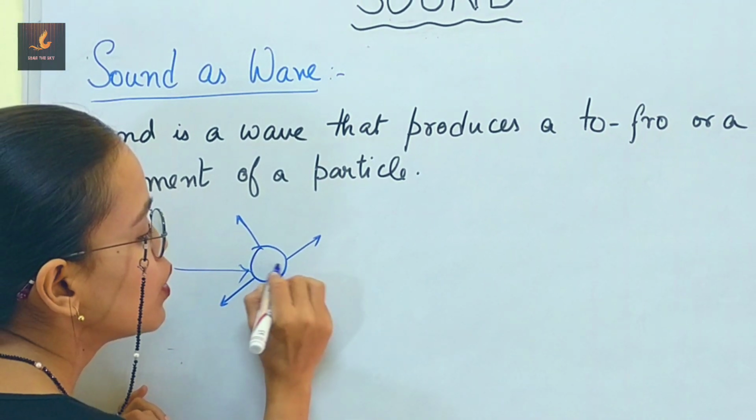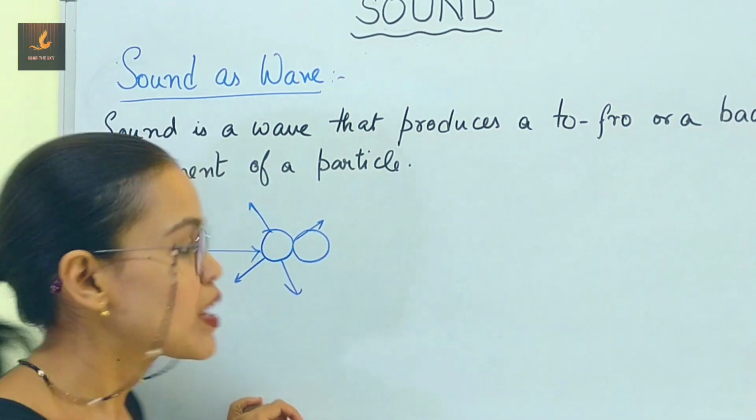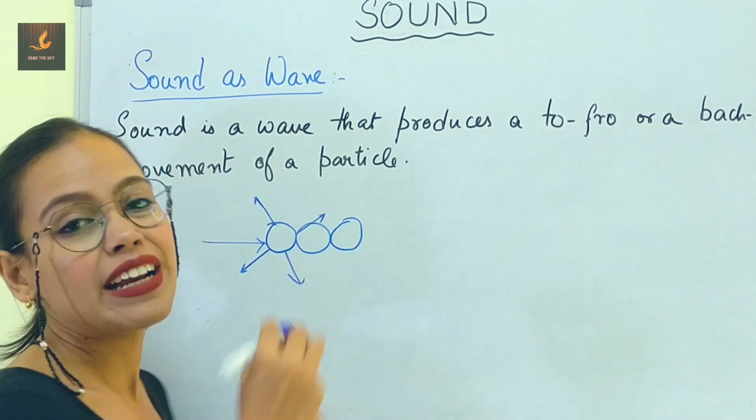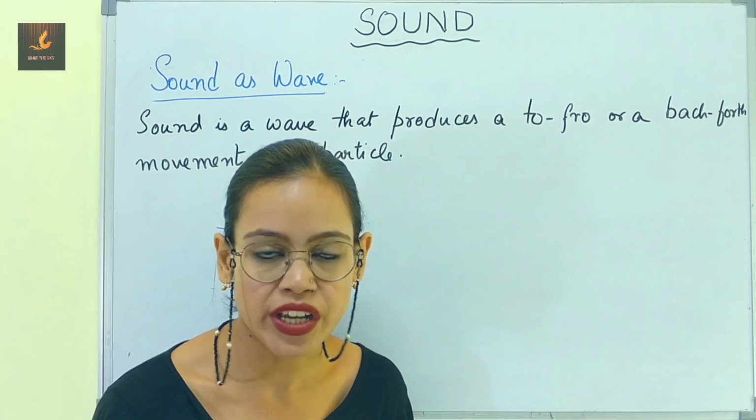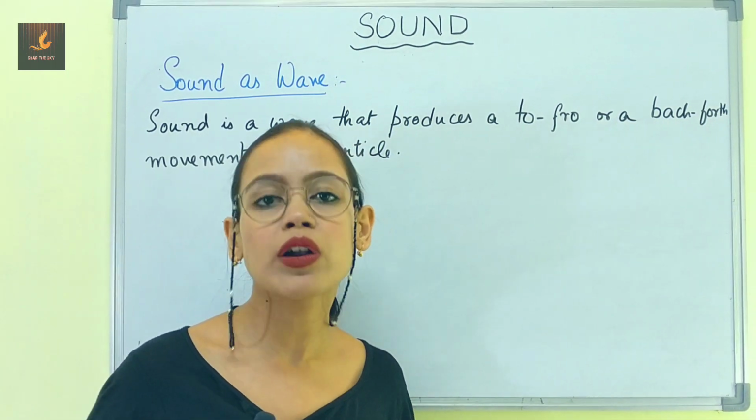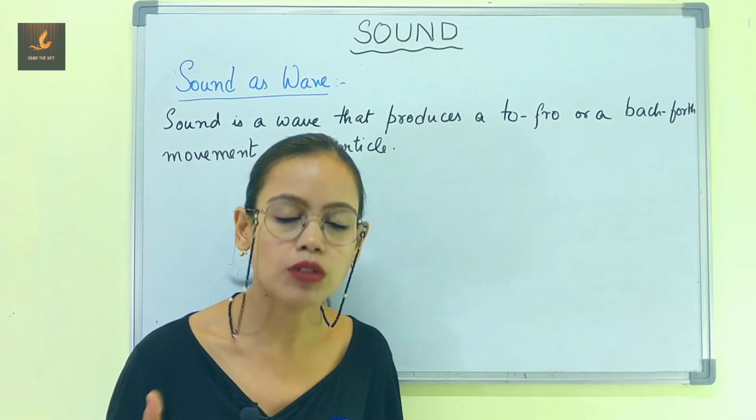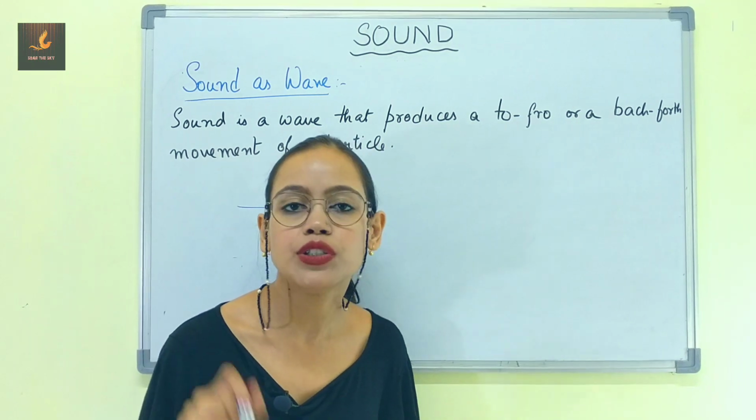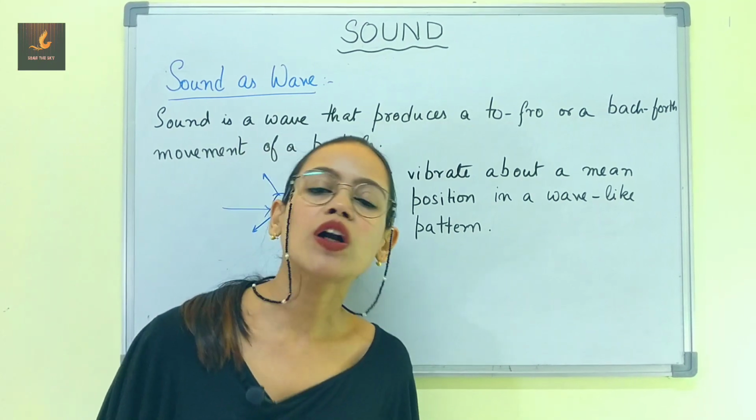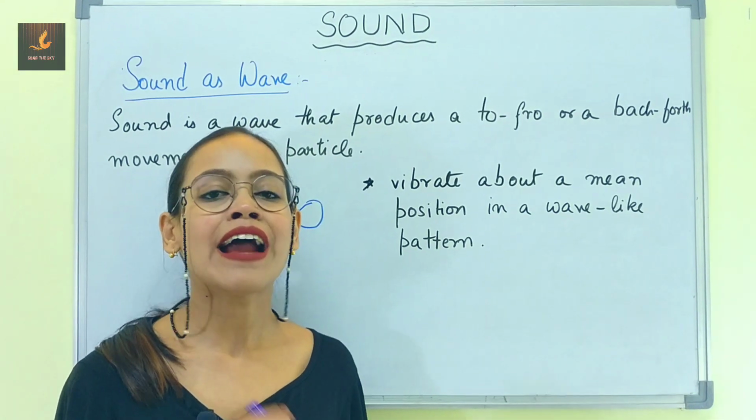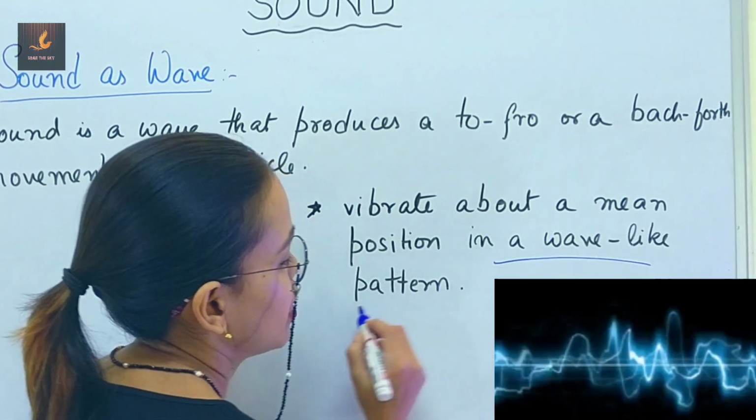And then due to its movement, it will also affect the movement of the particle that is next to it, and the particle next to it. And here is how the vibration, which starts from one end of an object, travels throughout the body of the object, from one particle to another. This is how the vibration travels from one particle to another inside a particular object. These vibrations are not actual movements. They are actually vibrating about the mean position in a wave-like pattern.